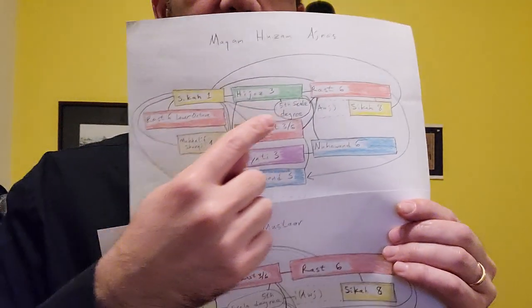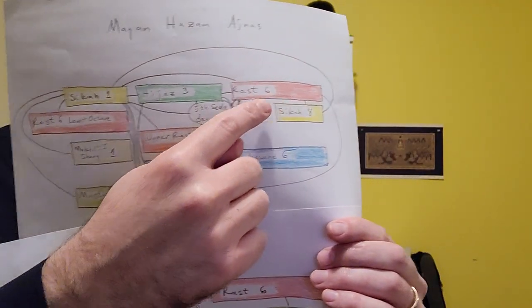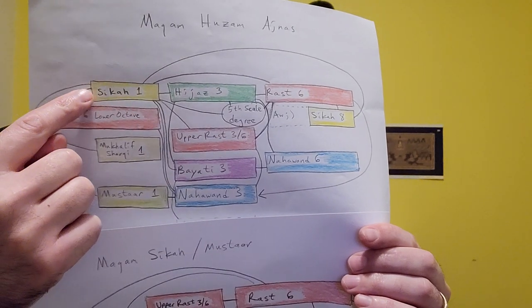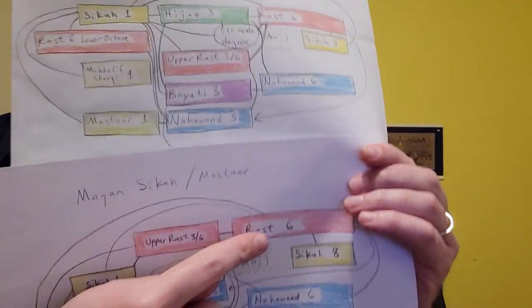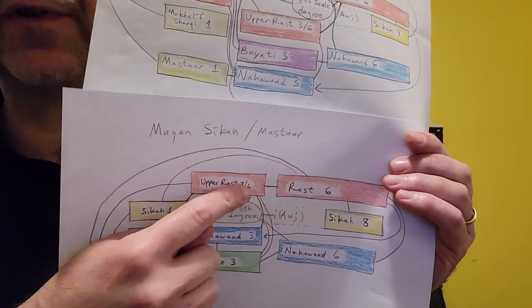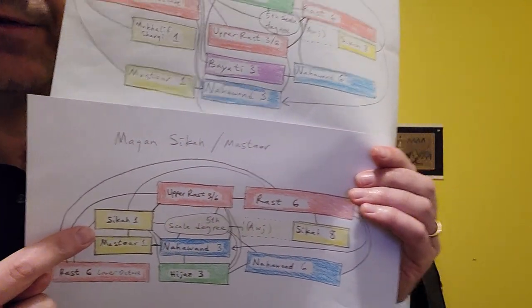But if you represent it as just a scale, and we call Sikah, where's my band? The minus ten kiga. 1, 2, 3, 4, 5, 6, 7, 8, 7, 6, 5, 4, 3, 2, 1 for Maqam Huzam. And 1, 2, 3, 4, 5, 6, 7, 8, 7, 6, 5, 4, 3, 2, 1 for Sikah. If you just think that it's a scale and that's all a maqam is, then they're different.